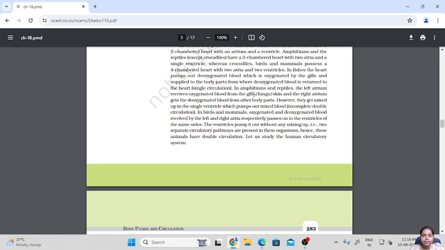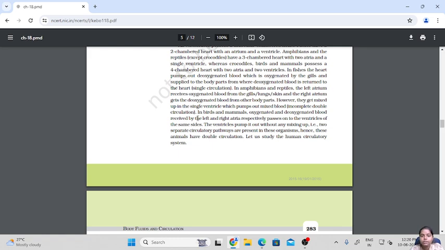In amphibians and reptiles, the left atrium receives oxygenated blood from the gills, lungs, or the skin also, and the right atrium gets deoxygenated blood from the other parts of the body. However, they get mixed up in the single ventricle, which pumps out mixed blood. That is an incomplete double circulation. So in birds and mammals, what happens?